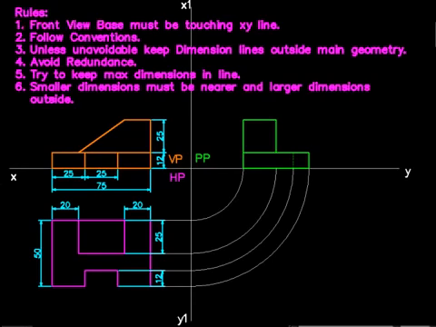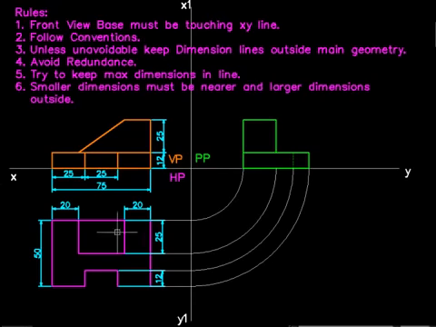Next, try to keep maximum dimensions in line. In line means like these two dimensions are on the same side, so they must be placed in the same line. These two dimensions also must be placed in the same line. These two also must be placed in the same line. These two. So try to keep as many dimensions as possible in a straight line.